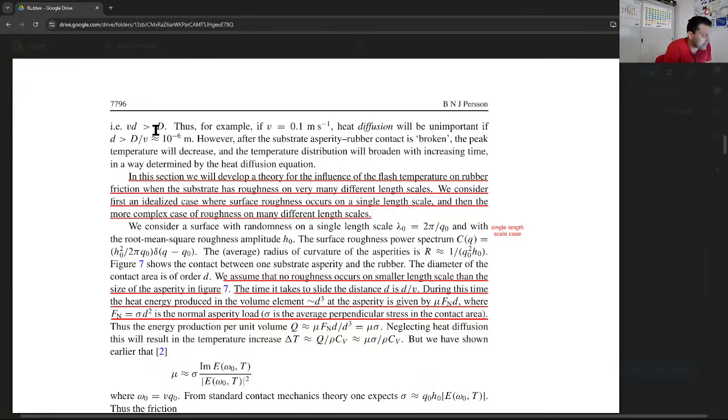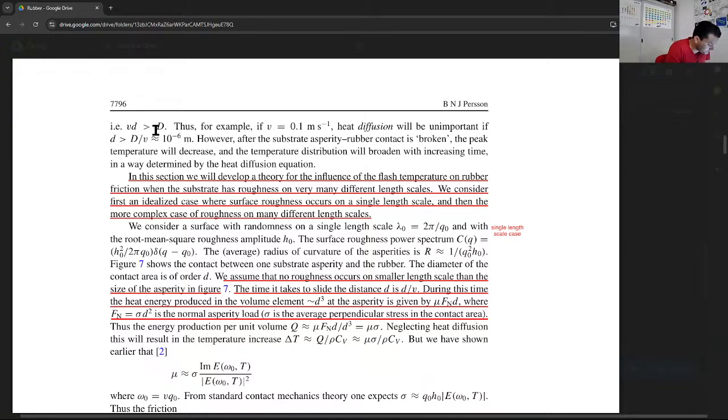Okay, and then Persson will perform two developments of this theory. One is for the conceptual case, which is a single length scale, and the other for multiple length scales. I think the single length scale one is very useful to understand some things, so I will bring this first case.